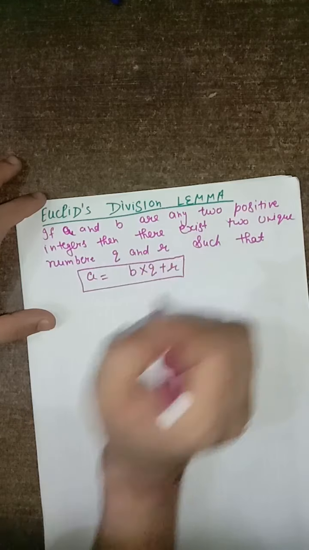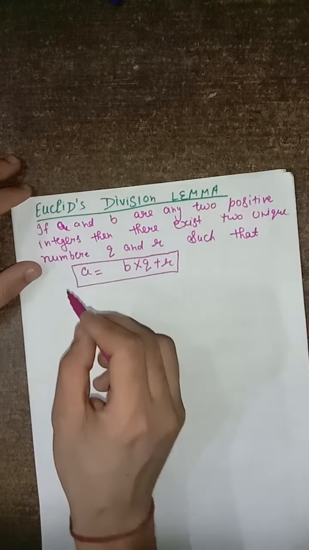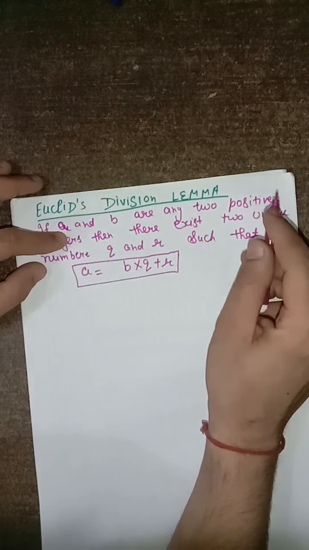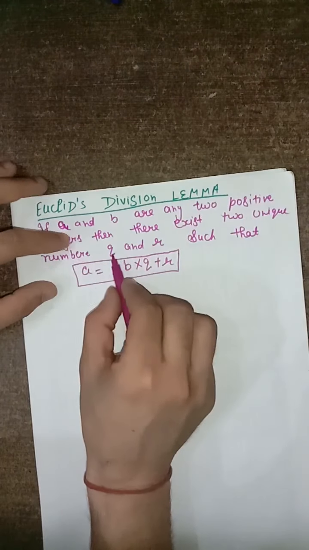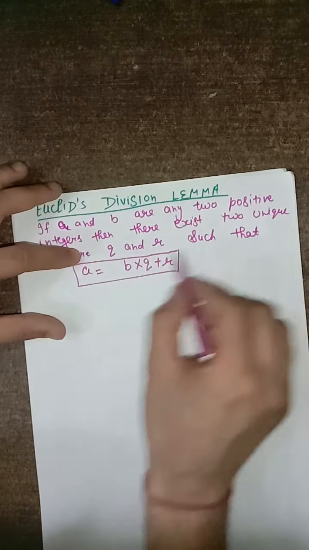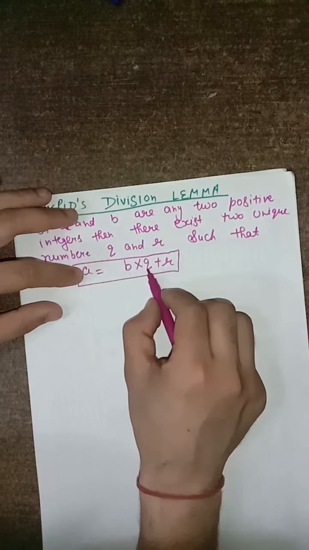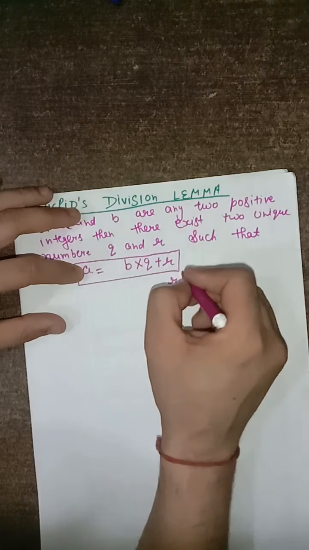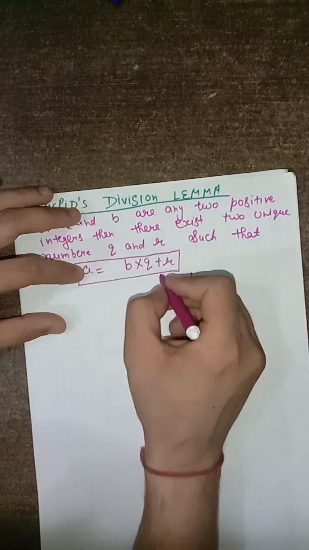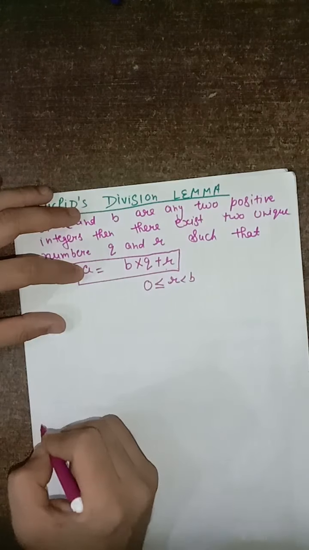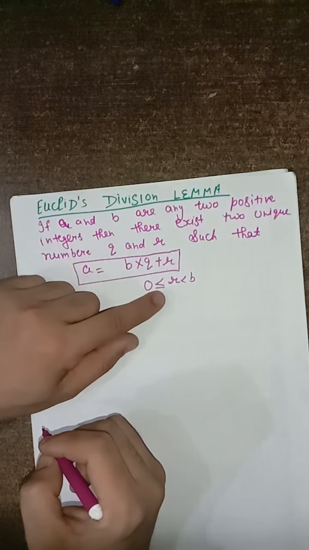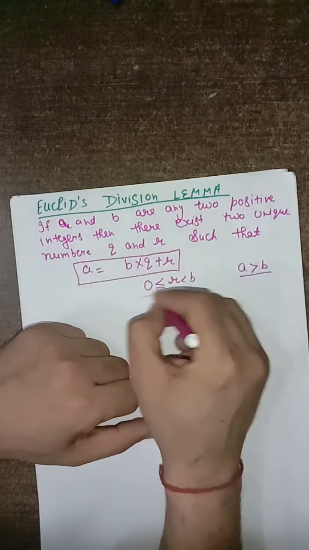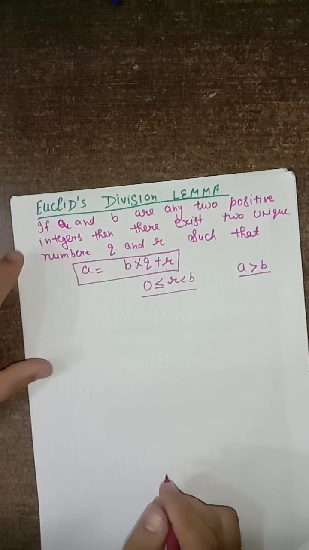This is the statement of Euclid's division lemma, which says that if a and b are any two positive integers, then there exist two unique numbers, that is q and r, such that a equals b into q plus r, where the condition for r is that it should be greater than or equal to 0 and less than b. So r should be greater than or equal to 0 but less than b, and a is also greater than b. These two are the conditions for Euclid's division lemma.